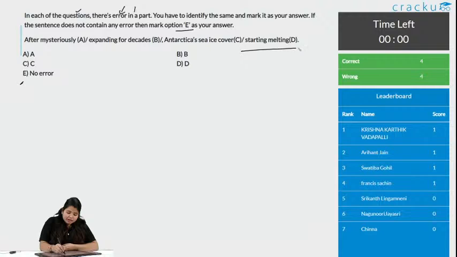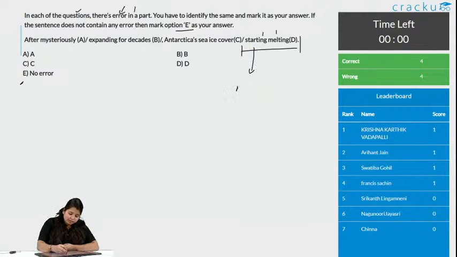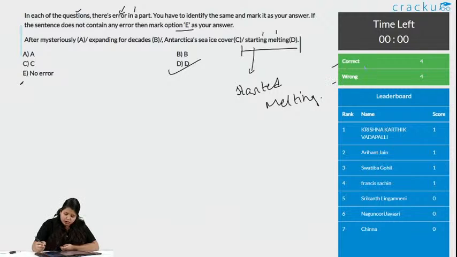So can we see an error here? This is continuity, starting melting. It should be has started melting, as you're not just starting, it has already started. So it has started melting. So what will be the correct replacement for this? It will be started melting. So which is the correct answer here? Option D is the correct answer, and 4 people got this correct and 4 wrong.